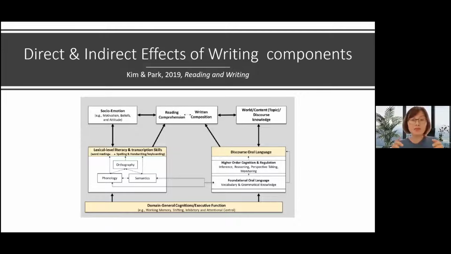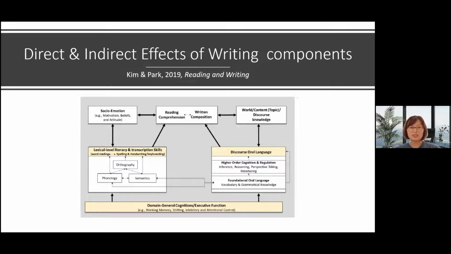So for me to produce this text right now, I'm talking right now, for me to do that, of course, I need to have knowledge of vocabulary words, individual words that I'm using, right? I also need to be able to combine all these individual words in chunks and make sense, right? It should make sense to you. So that's syntactic grammatical knowledge. So all these pieces are necessary for discourse oral language. So grammatical knowledge, vocabulary knowledge, inference making, reasoning, all these pieces are necessary for discourse oral language.